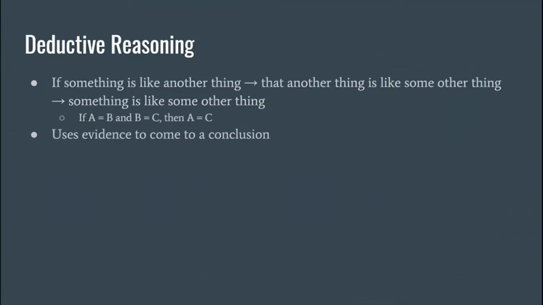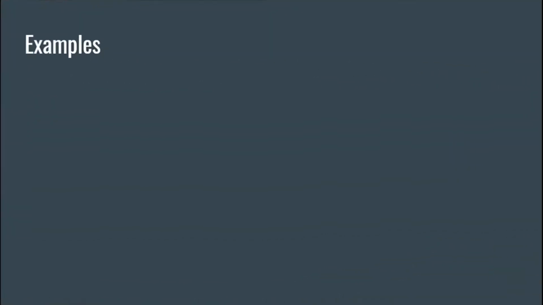The easiest way I can explain this is with this little bullet point here. If A equals B and B equals C, then A equals C. So it's kind of like if this is equal to that, that is equal to other that, then this is equal to other that too. So basically, when you're using deductive reasoning, you're using evidence to come to some kind of a conclusion. Okay, so let's take a look at an example of this here.